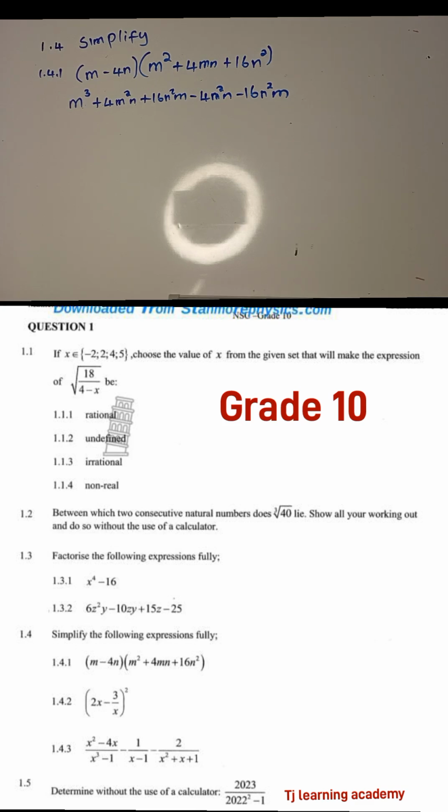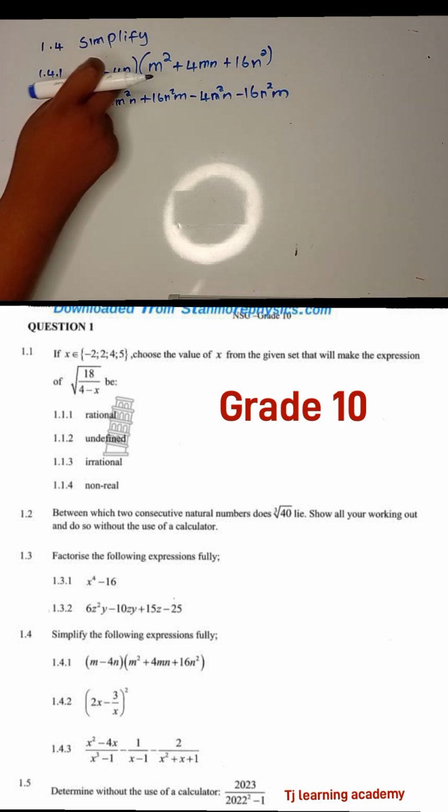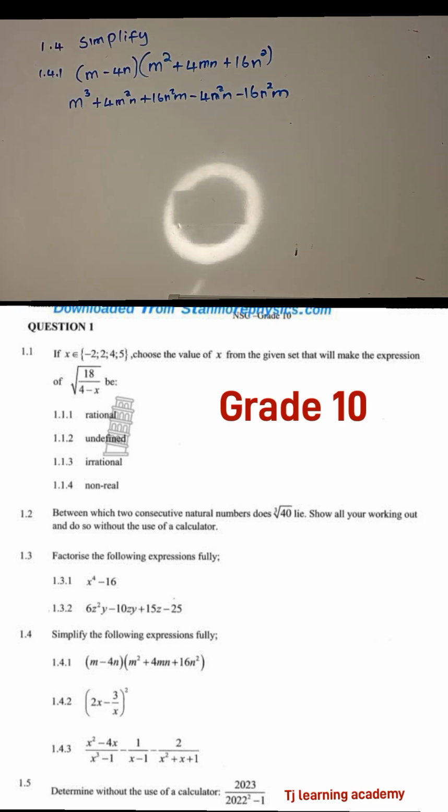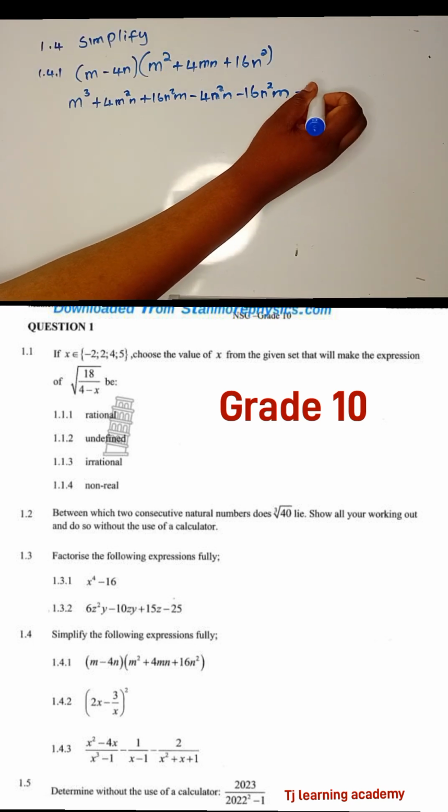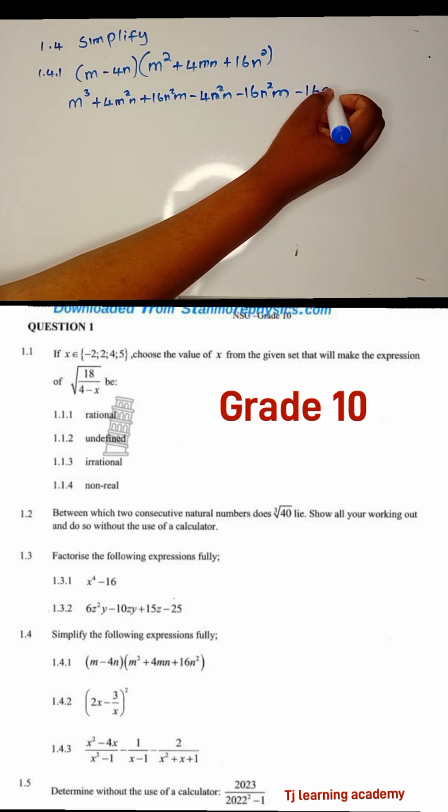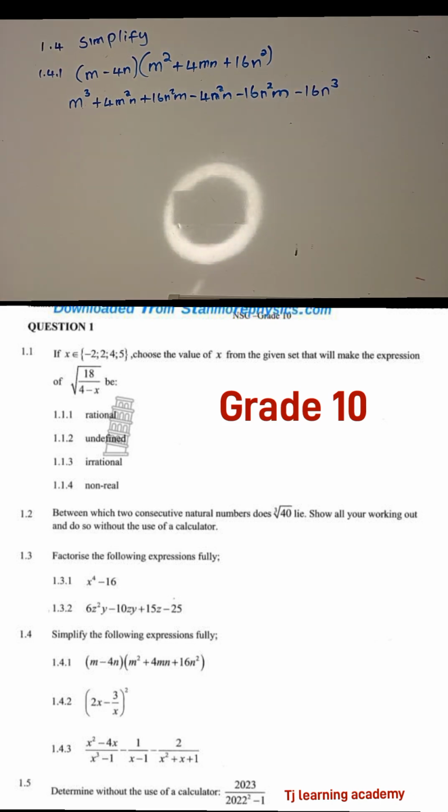Negative 4n times, we can use the calculator. So negative 4n times 16n squared is going to be negative 16n to the exponent of what? N to the exponent of 3.